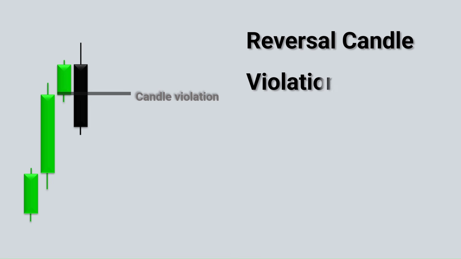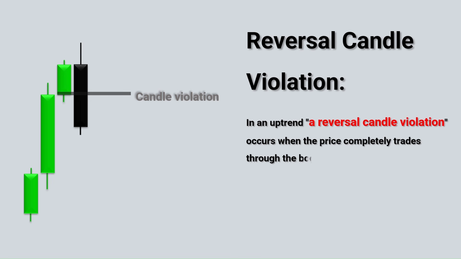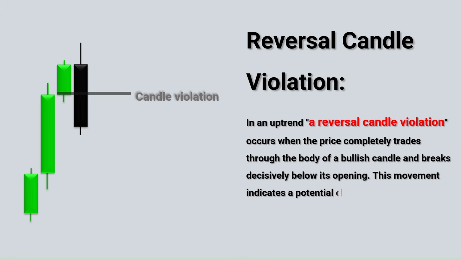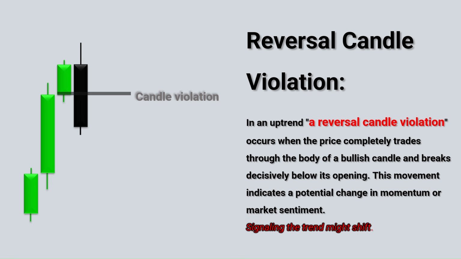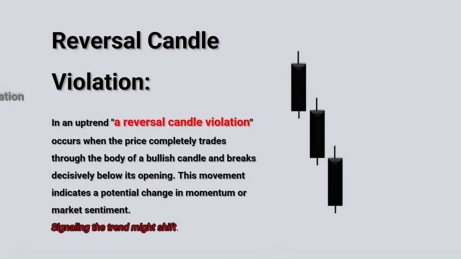Reversal candle violation. In an uptrend, a reversal candle violation occurs when the price completely trades through the body of a bullish candle and breaks decisively below its opening. This movement indicates a potential change in momentum or market sentiment, signaling the trend might shift.